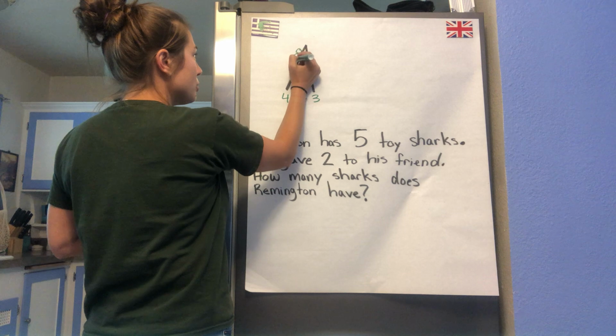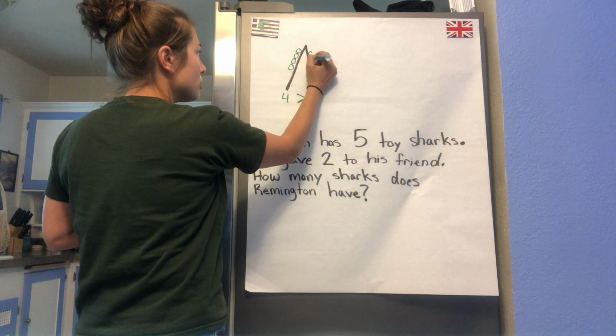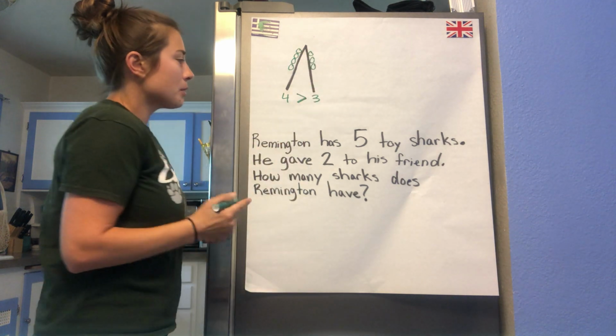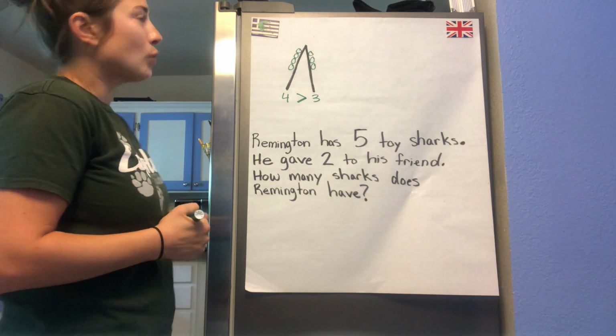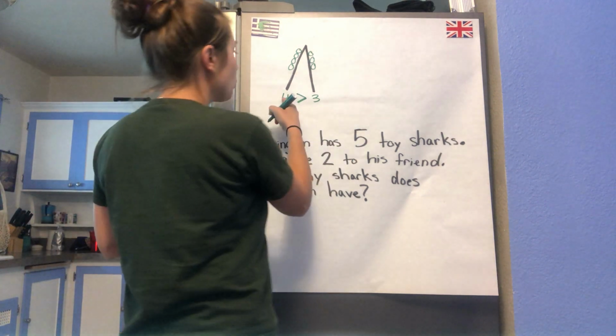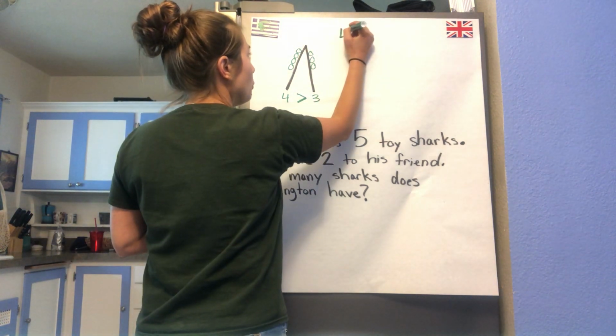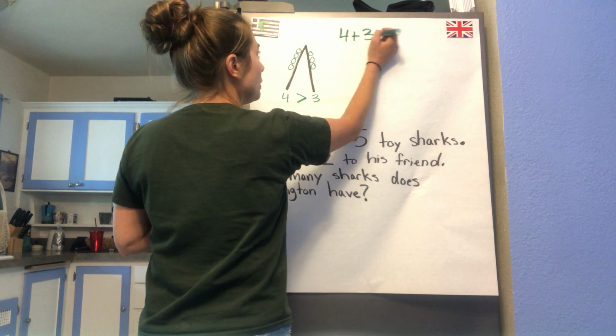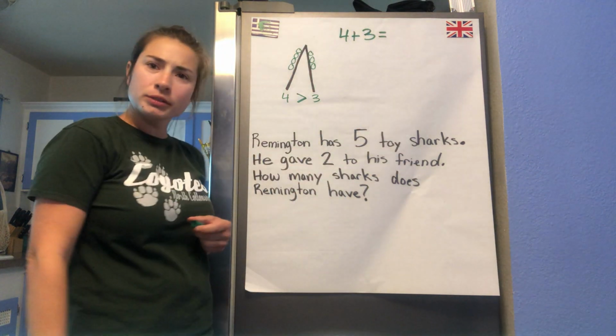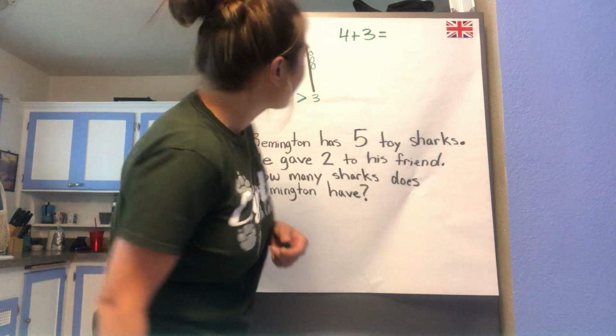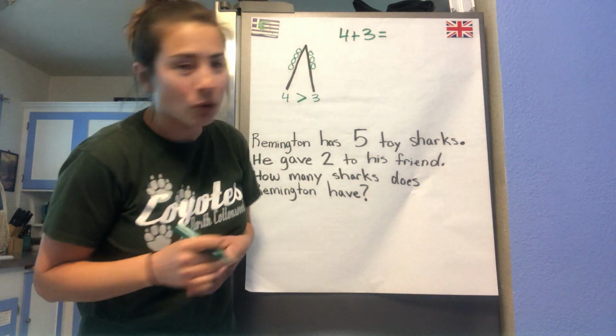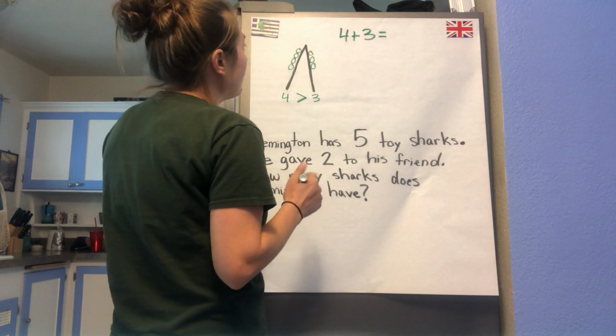Draw your tumblers. 4. 1, 2, 3. And we'll do addition. 4 plus 3. 4 plus 3. How many altogether? All together. How many total?